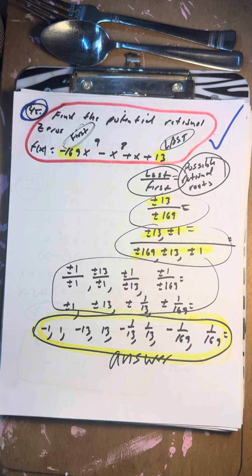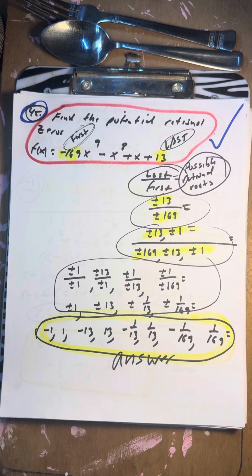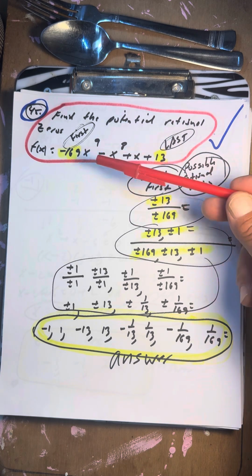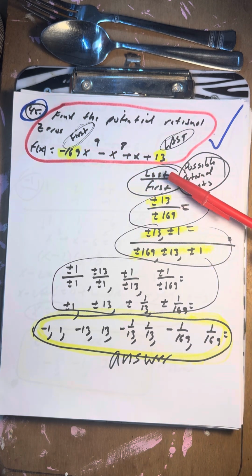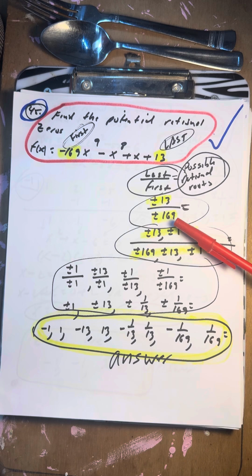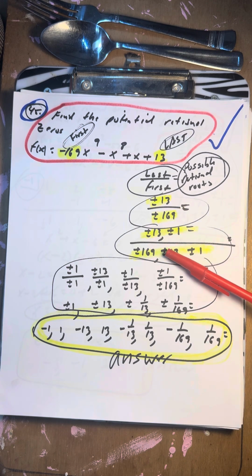Find the potential rational zeros. Oof. Possible ones, huh? Get the last number, 13. Look at the first number, 169. So the last number is 13, plus or minus 13, and plus or minus 169. So all the factors of 13 are 13 and 1. Factors of 169: 169, 13 and 1.